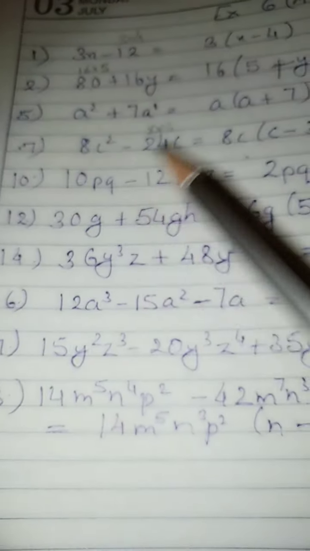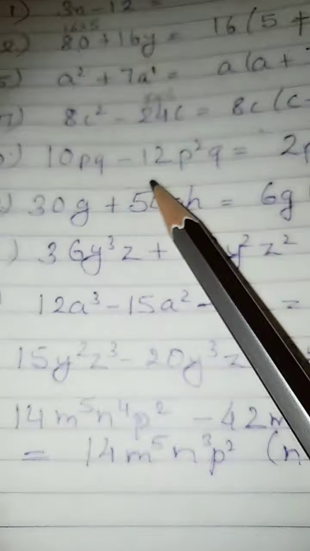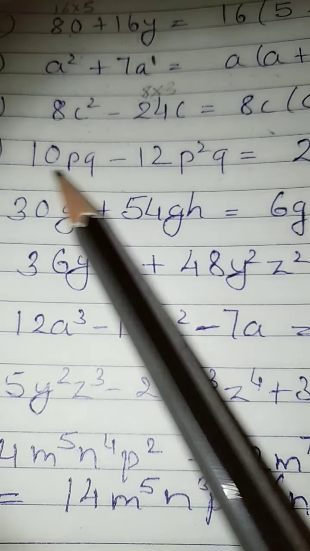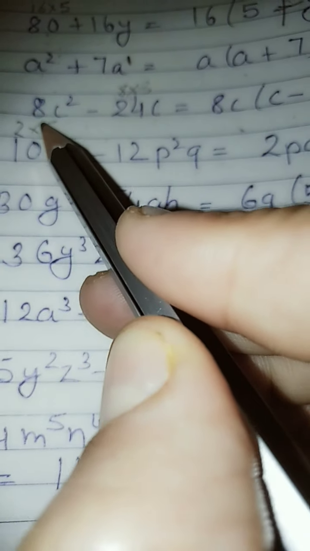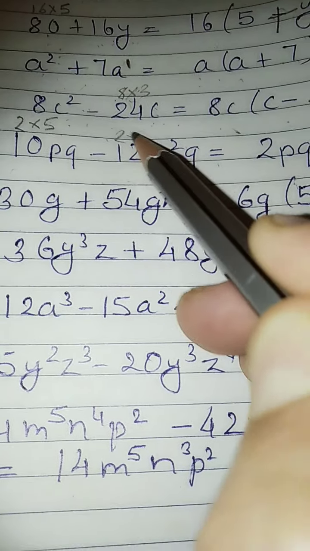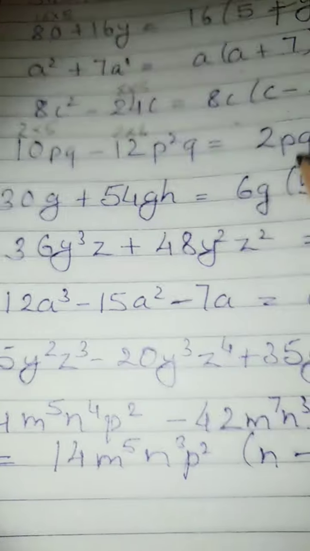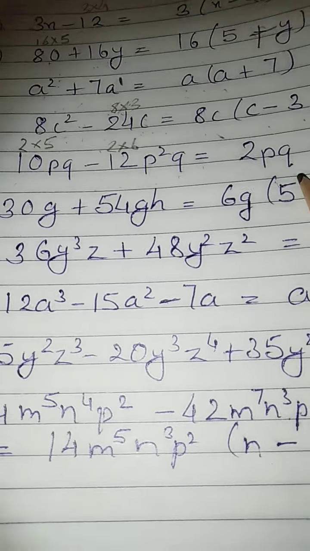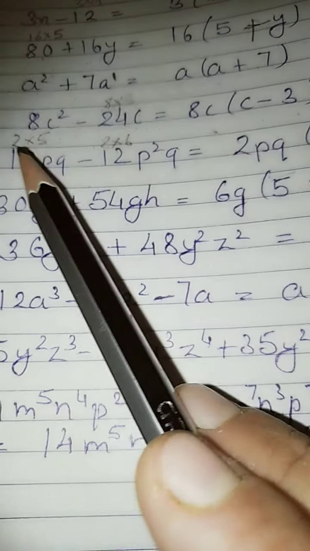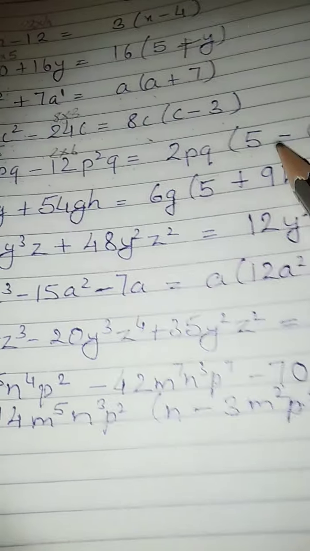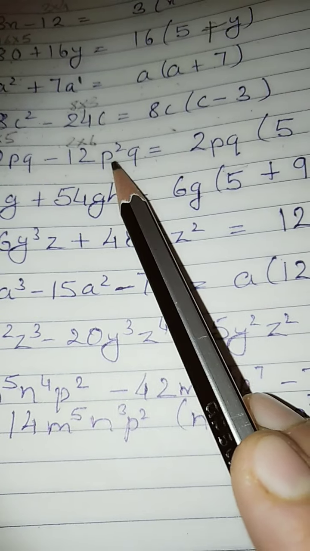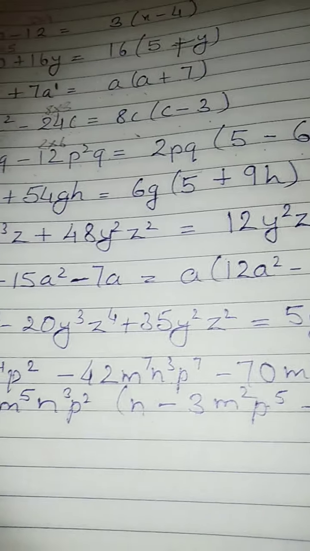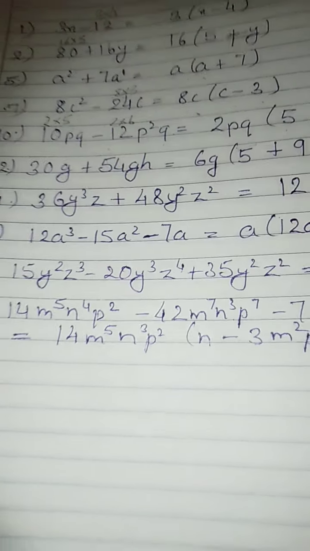Okay. Now here 10 pq minus 12 pq square. What is common between 10 and 12? 10 can be written as 2 into 5 and 12 can be written as 2 into 6. So 2 is common, and pq you can see is common. If we take 2 pq here, what is left? 5. Minus, and if we take 2 pq here, what is left? 6, one more p. Okay, 6p. Be careful about the powers.